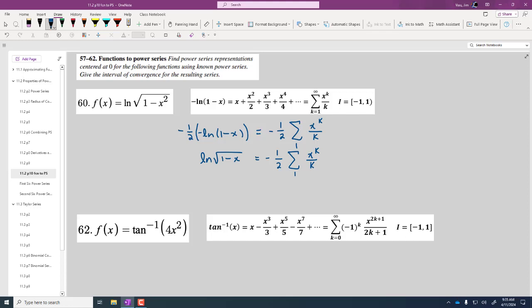And then we only have one thing left. We want this to be natural log square root of 1 minus x squared. Substitute. Yeah, we're going to do that composition thing. So we're going to get, and that's going to be f of x, so I'll just call it f of x. So we're replacing x with x squared. So inside here, we replace this x with x squared. We're going to have x squared to the k, which is x to the 2k, and all that's divided by k.